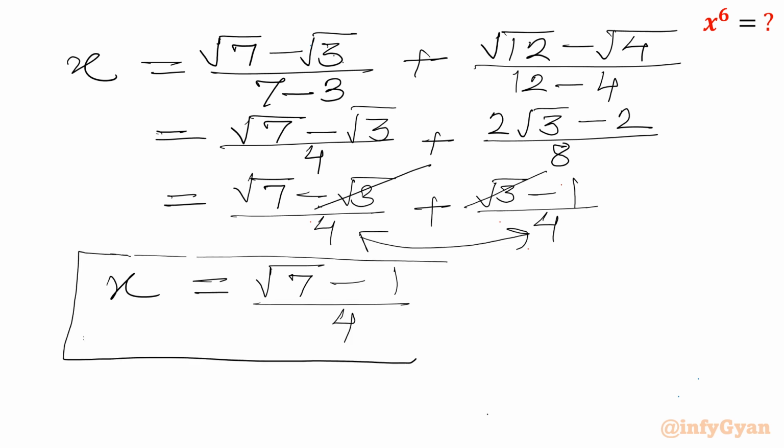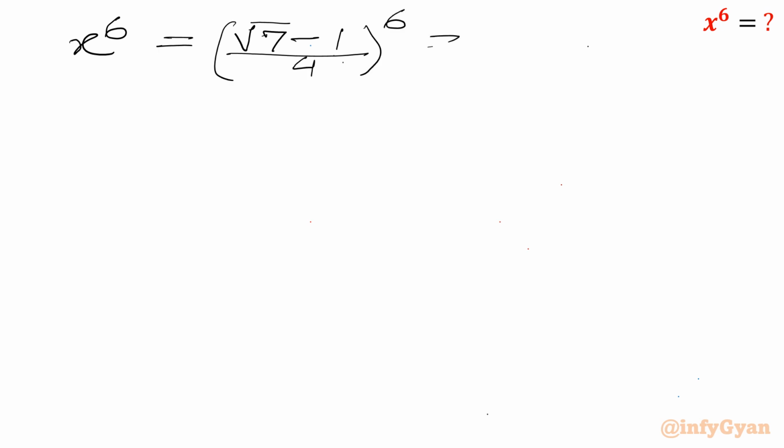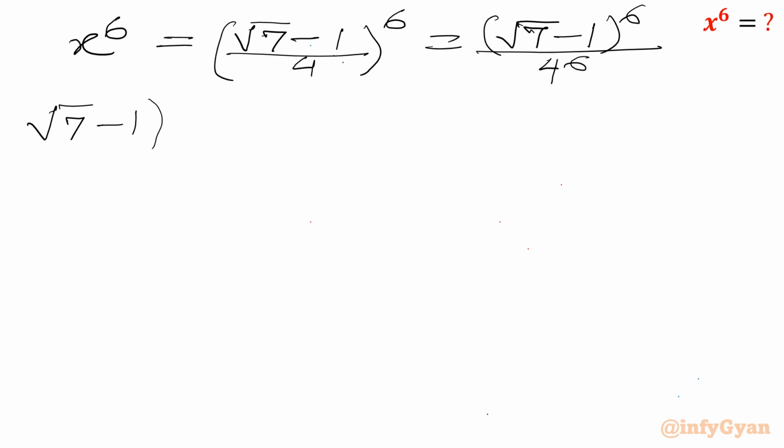Now I have to find out x power 6, and this time I will use binomial expansion. So I will write the value of x power 6 will be root 7 minus 1 over 4 whole power 6, or we can write root 7 minus 1 whole power 6 divided by 4 power 6. So I will write root 7 minus 1 whole power 6 expansion. So for this we should be knowing the expansion coefficients. So I will use Pascal triangle.